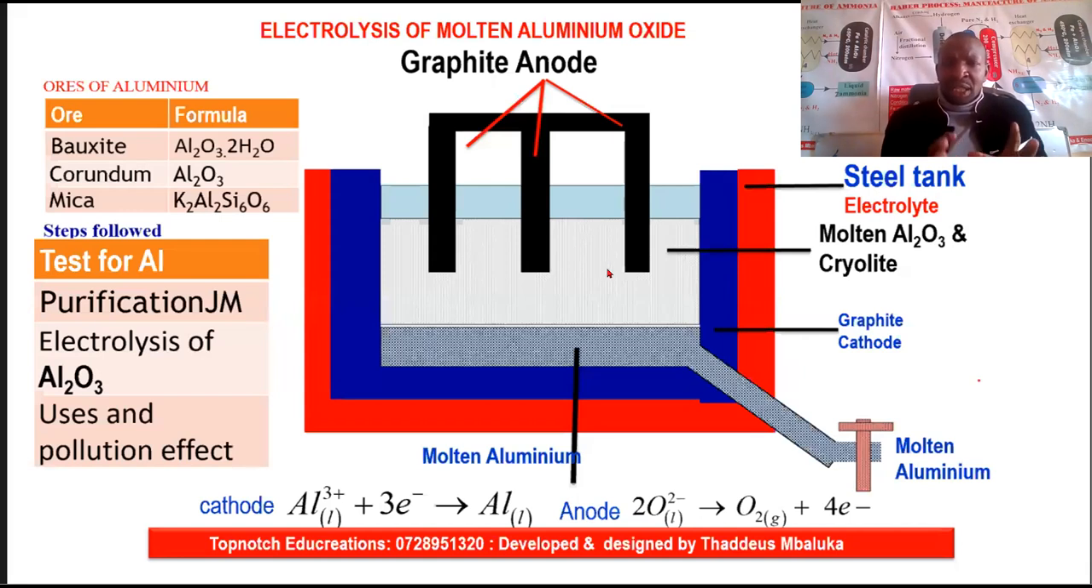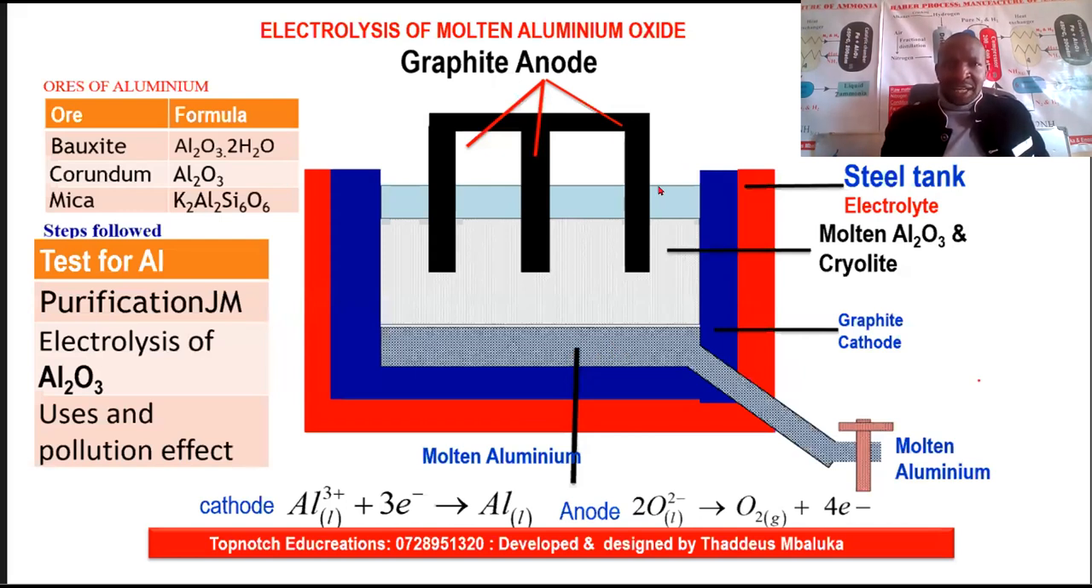As you can see in this color diagram that I've already drawn, the cryolite and aluminium oxide, which form the electrolyte, are less dense than molten aluminium. So they form the top layer. Then the bottom compartment is where we have the molten aluminium. What is formed is formed in the bottom layer. So that is why it is formed there. Remember, it's very important that the molten aluminium is tapped out and collected here.